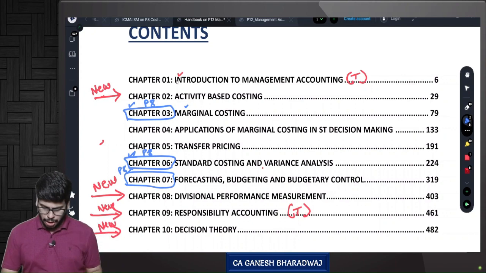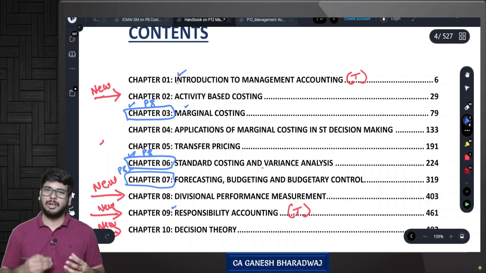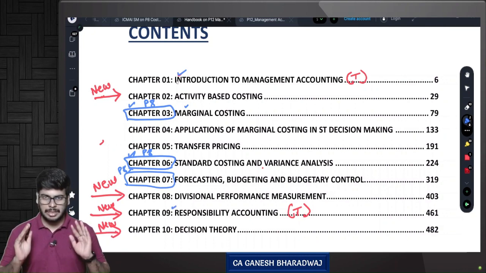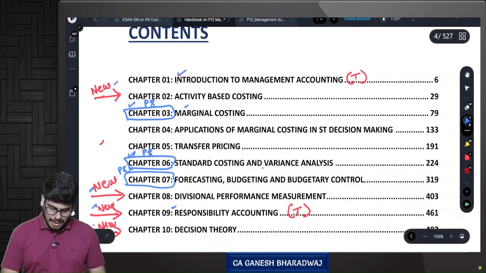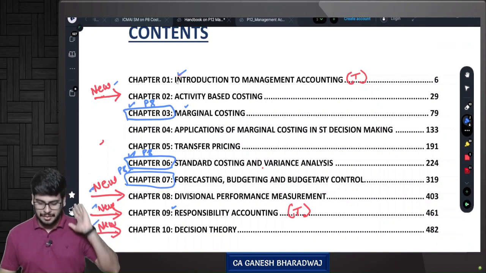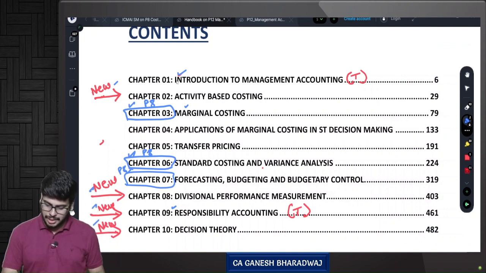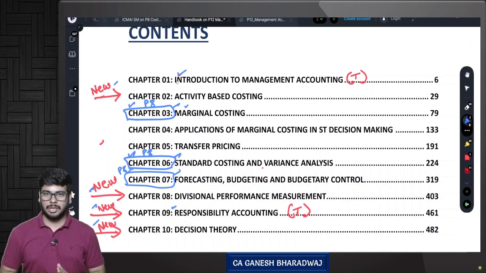So to put it short, out of the 10 chapters that we've got, the first and the 9th chapter are non-numeric chapters. The other 8 chapters are numerical chapters. Then out of these 10 chapters, 4 chapters have been introduced for the very first time in your CMA inter level itself. And 3 chapters overlap with your paper 8 cost accounting. Clear? So this is all about an overview of this paper 12 management accounting.